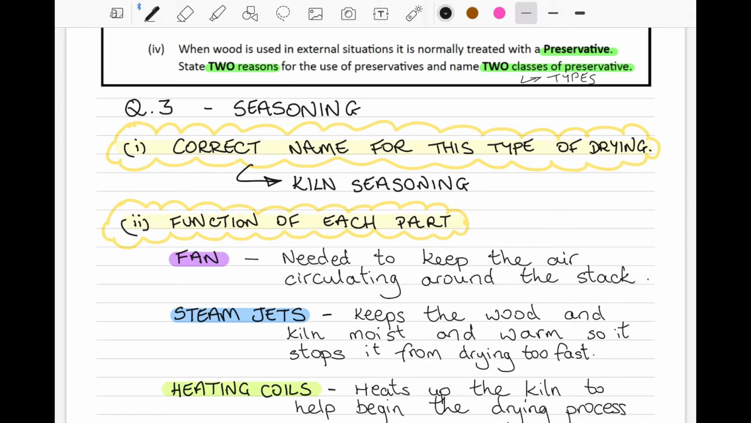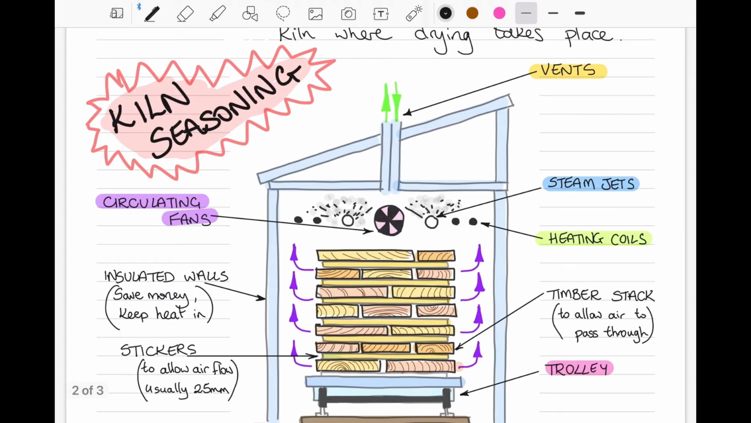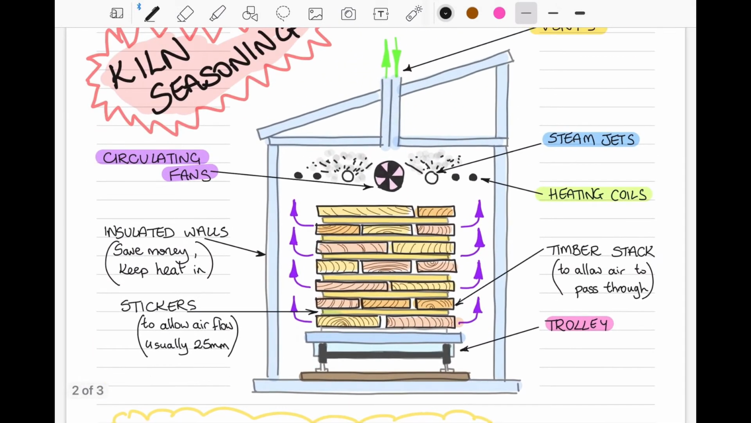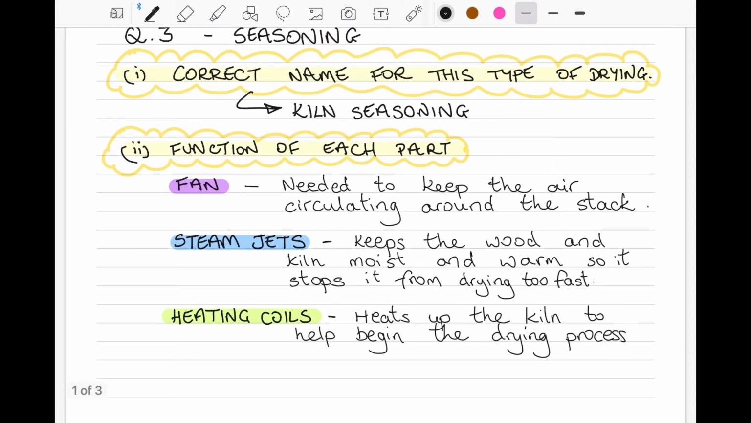Then the next thing they asked us was for the function of each part, what they did. Now I redrew my diagram, not necessarily because it would be needed in the exam, but to go over a few bits with you again and add a little bit of information to your own answers. So the function of each part: first we're asked for the fan.